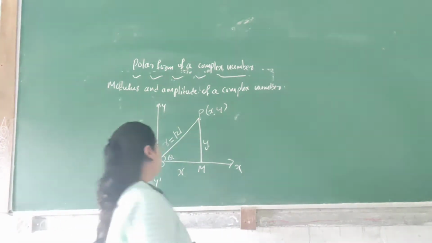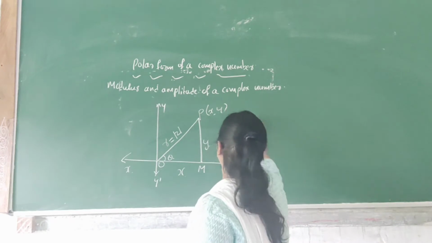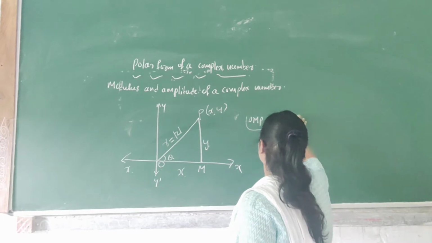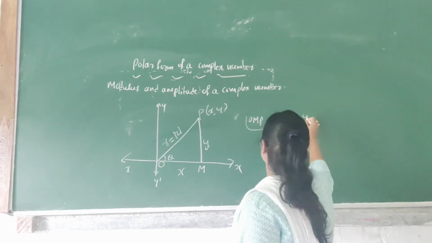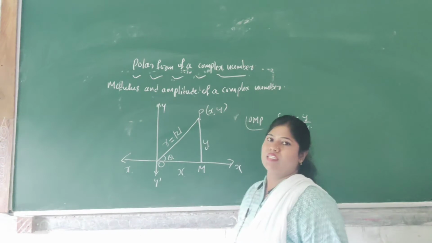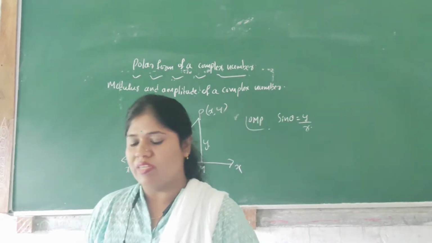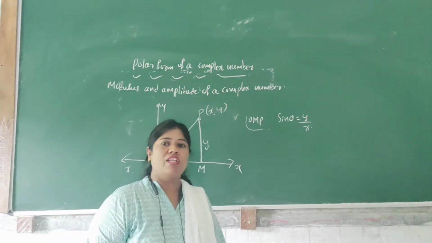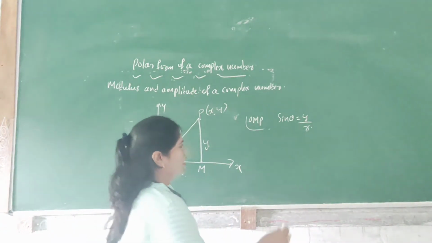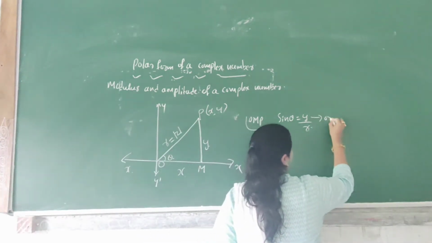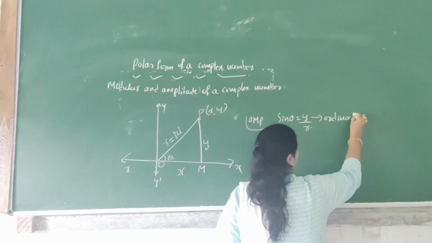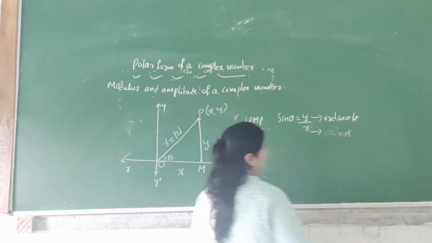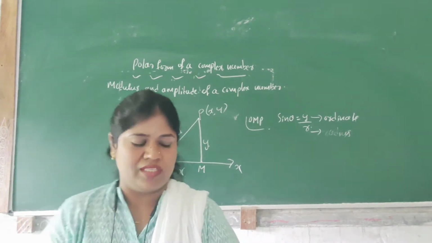If I consider the triangle OMP, what is sin theta? Sin theta is equal to y divided by r. What is y? The y-axis value is the ordinate, and r is the radius. Sin theta is the ordinate divided by the radius.